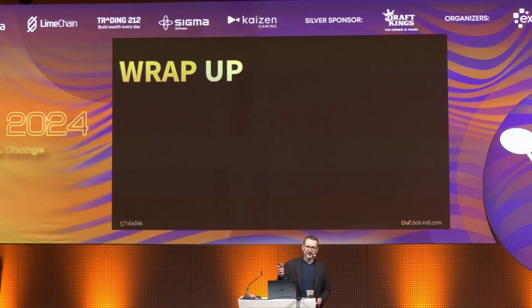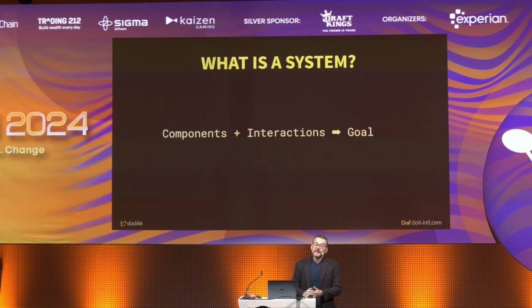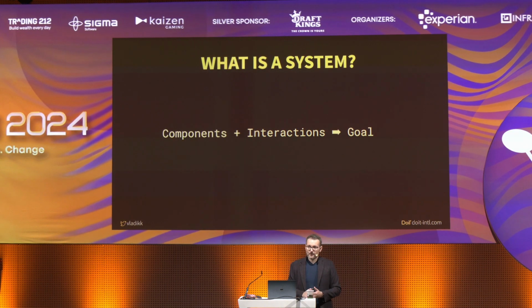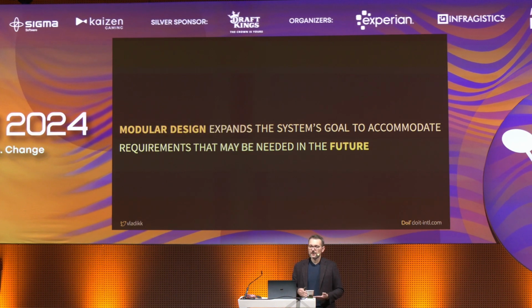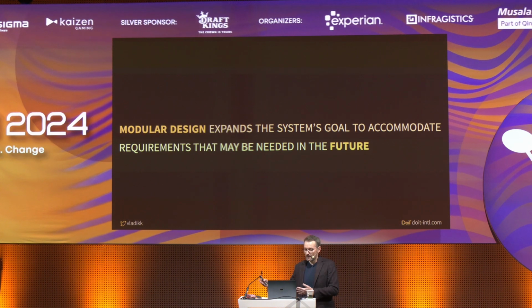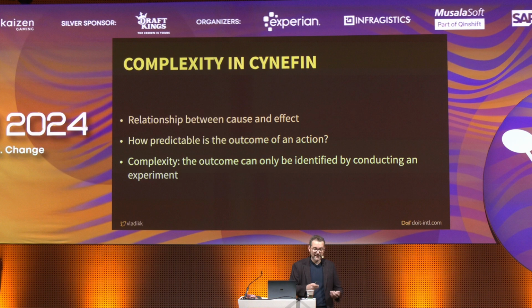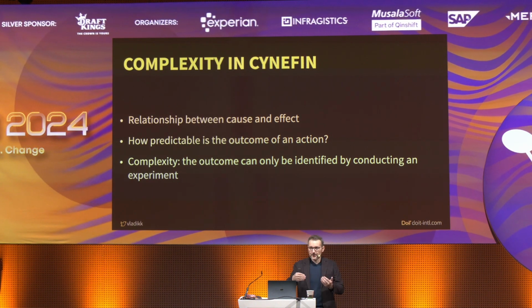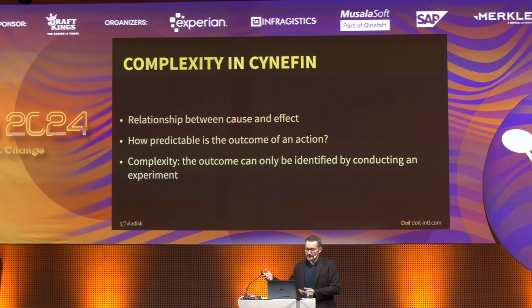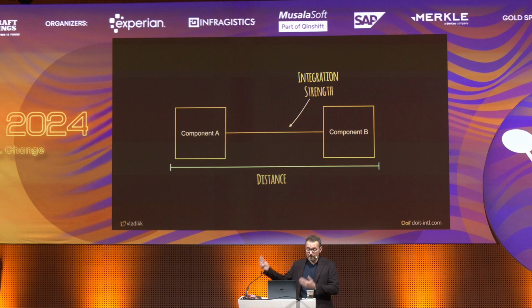So again, a system is a bunch of components working together. If we want to design a modular system, then we are looking not only at current goals, but we also want to accommodate future goals. The Khononov framework helps us to identify complexity, or in other words, the outcome of an action can only be identified in retrospect. And finally, we have these two dimensions that we can combine.